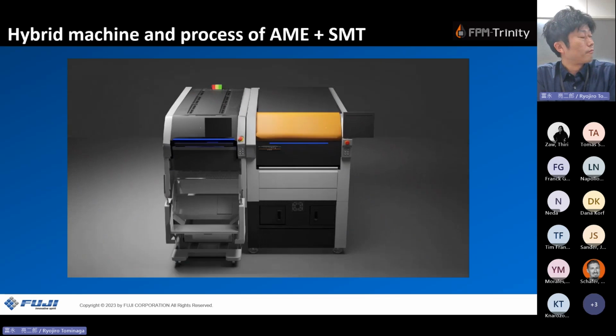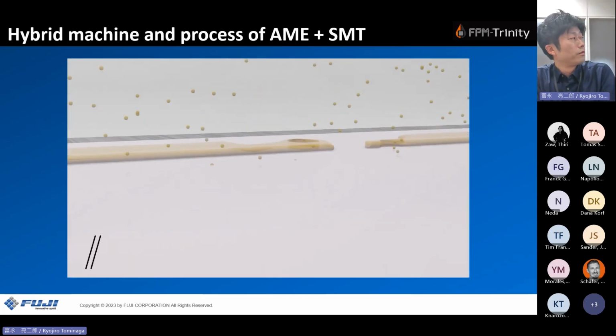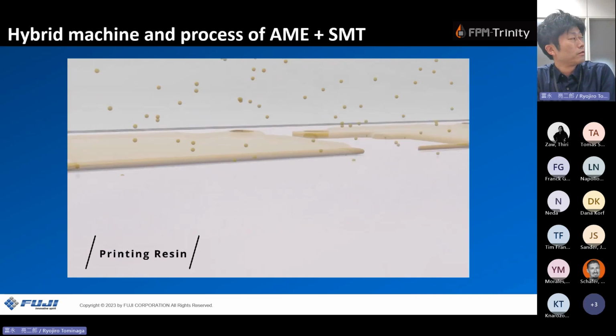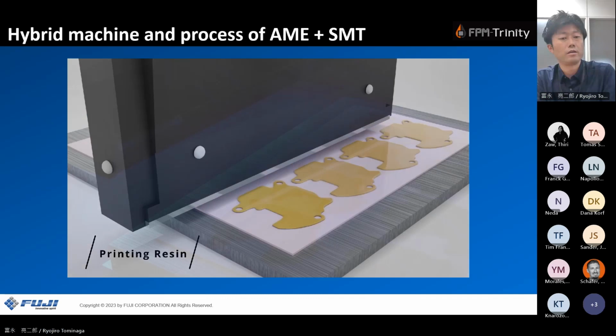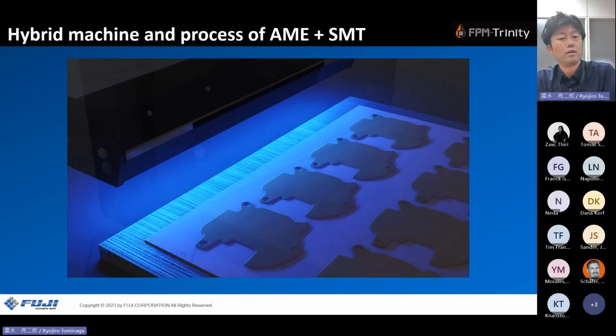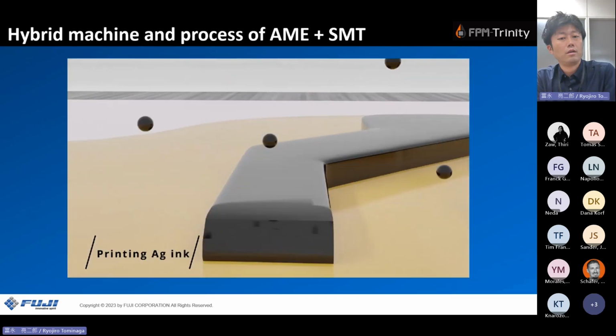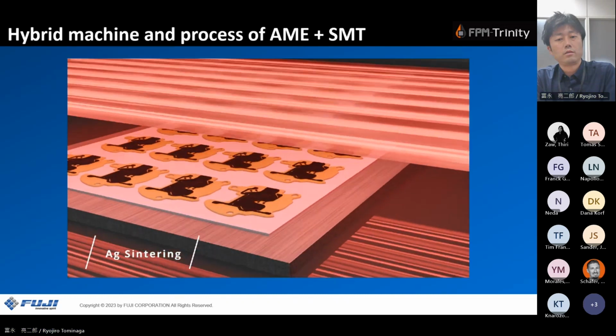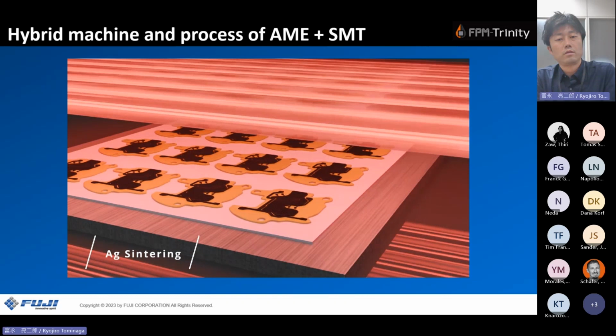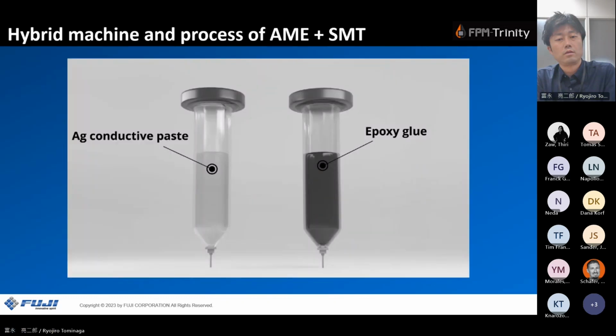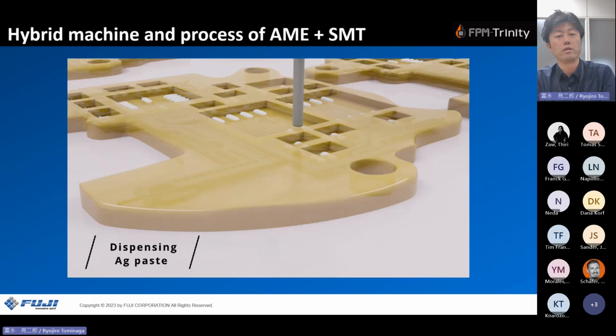The right side is the printing area, and the left side is the pick and place and the part supply area. First, we print the resin on the build plate by the inkjet system, and for curing, UV exposure will be done. After that, we print silver nanoparticle ink on the surface multiple times and sinter it by the infrared heater. And we have two dispensers. One is for the silver conductive paste. So we dispense the conductive paste at the terminals of the circuit instead of solder paste.